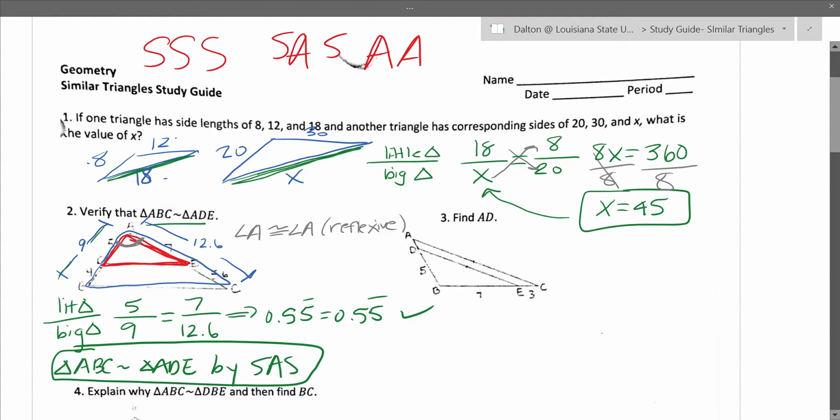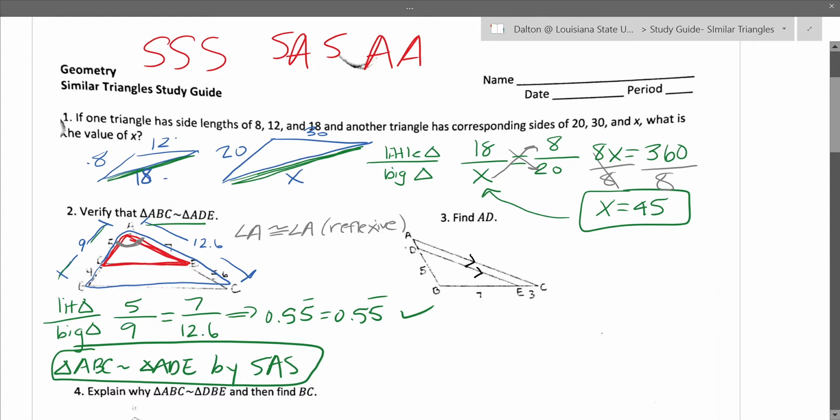Number 3 says find AD. Now you can't really see it really well on my sheet. I don't know if you can on yours, but these little marks here are showing that these lines are parallel to each other. So if those lines are parallel to each other, I know some information. Actually, before I jump to that, if I'm looking for AD, let me put an X value where that is, since that's what I'm trying to solve for.